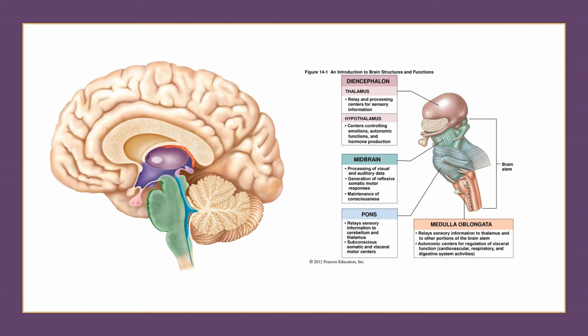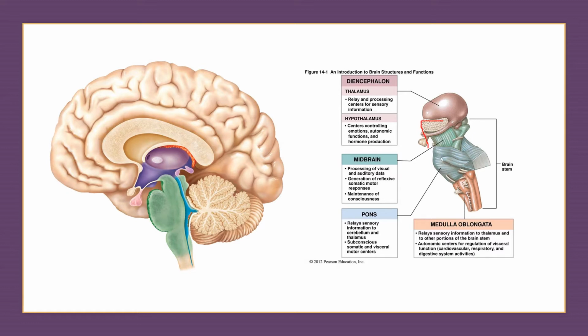The thalamus relays and processes information that is going to the somatosensory cortex and then back on down. So it's kind of like a relay center. The hypothalamus, really important.